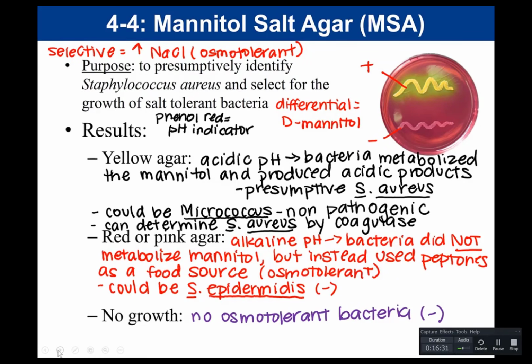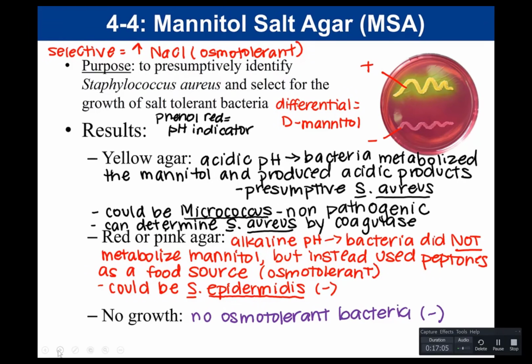It is osmotolerant because it grew, but it did not ferment the mannitol. And so that is likely Staph epidermidis, right? It's likely Staph epidermidis because if you tested your nasal passage or you tested your skin, you're likely going to have Staph epidermidis there. And so those pink colonies are possibly Staph epidermidis. This would be a negative result in an MSA because, again, we're trying to presumptively identify Staph aureus.